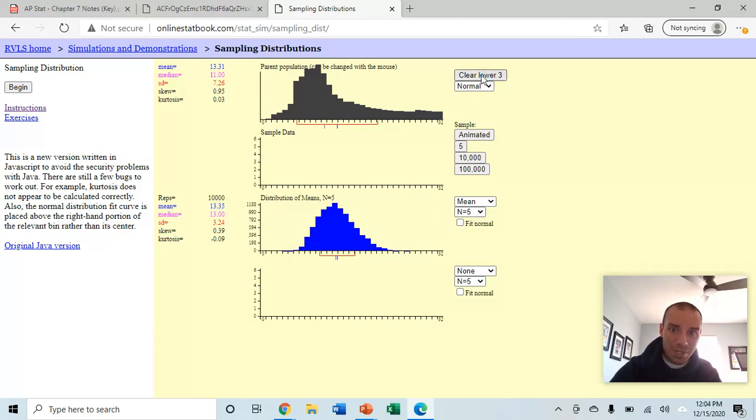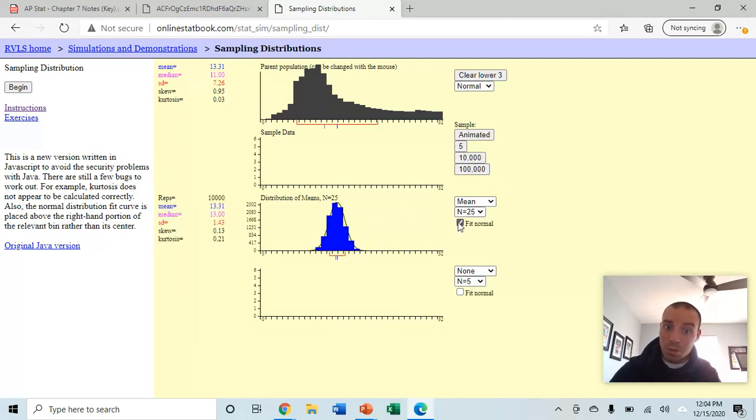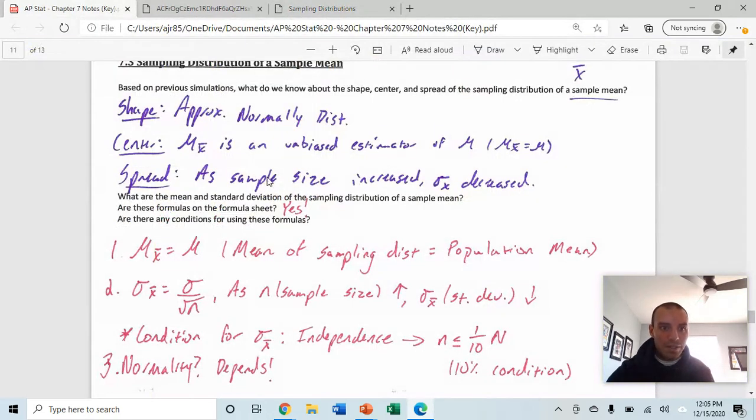But look what happens as we increase our sample size. So we increase our sample size to say 25. Look at how much more normal the distribution of the sample means became. So that's an important concept for you to understand, and we're going to discuss this more in class, but I wanted to give you an idea of what's ahead. So let's go into the notes now.